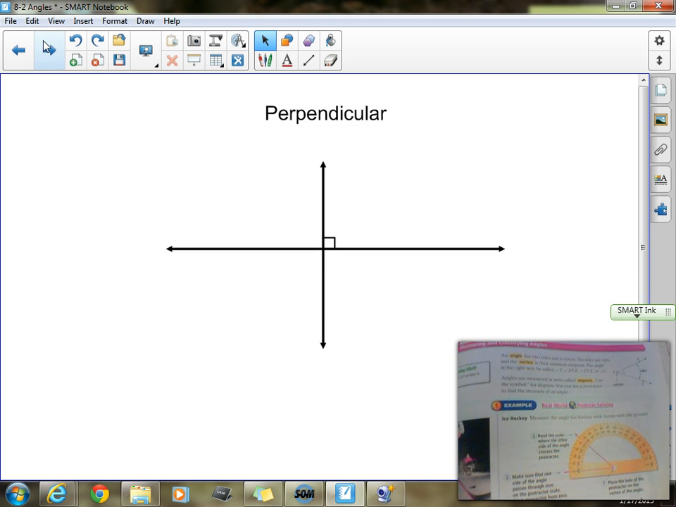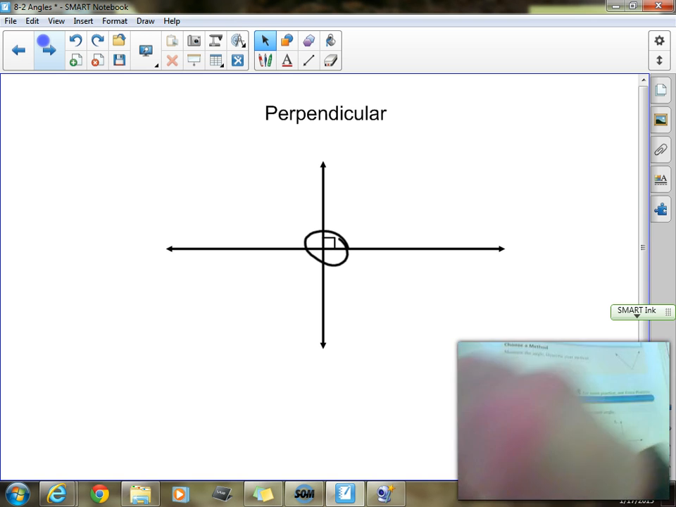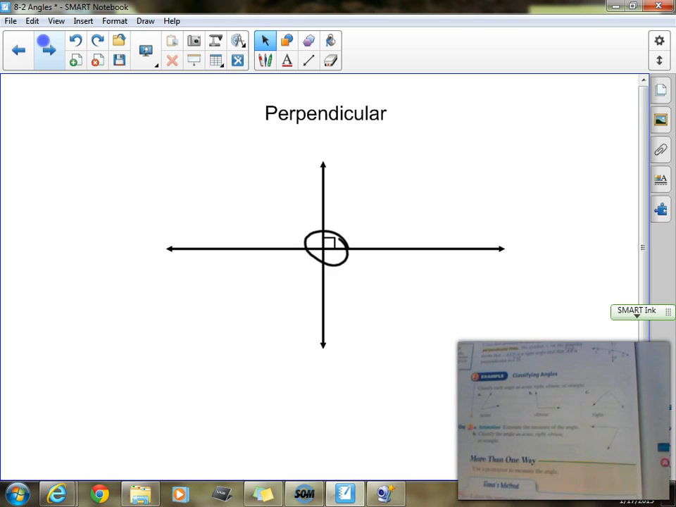Alright, last vocabulary term. The term is perpendicular. Now, perpendicular simply has the idea of lines that intersect and form 90-degree angles. So you see these two lines right here, and this little symbol right there means a right angle. And so we have two lines that intersect at a right angle. So that's what a perpendicular line is.